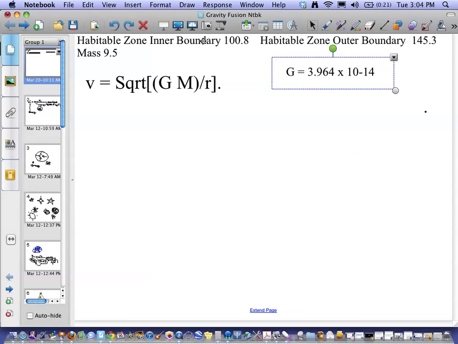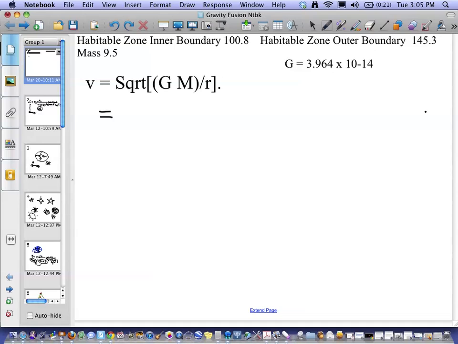Okay, so I have my inner boundary of my habitable zone, my outer boundary of my habitable zone, the mass of my star, and I have this G, which is called the gravitational constant. Then what I'm going to do is take that information and put it into this equation. So V equals the speed at which the planet is traveling. We're going to ignore that for now and just start with an equal sign.